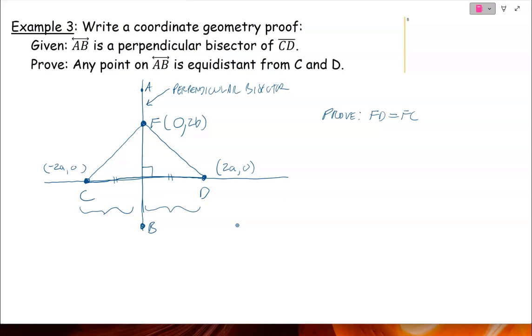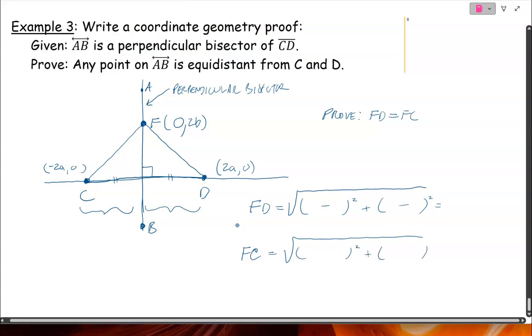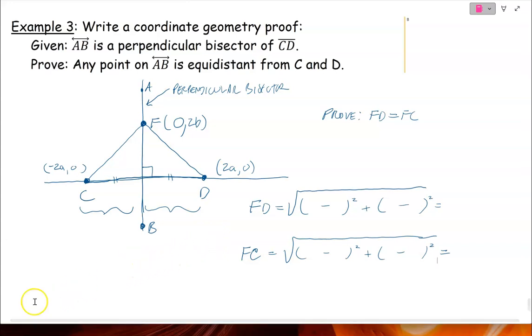Okay, and now we can use the distance formula to find those two values. So FD is going to be the square root of the difference in the x coordinates squared plus the difference in the y coordinates squared, and then we'll try to simplify that. And then FC, we're going to do the same thing. We're going to use the distance formula: difference in the x's, difference in the y's squared, and then simplify that. Go ahead and try both of those in your groups. See if you can use the coordinates that are given to show that those have to have the same length.